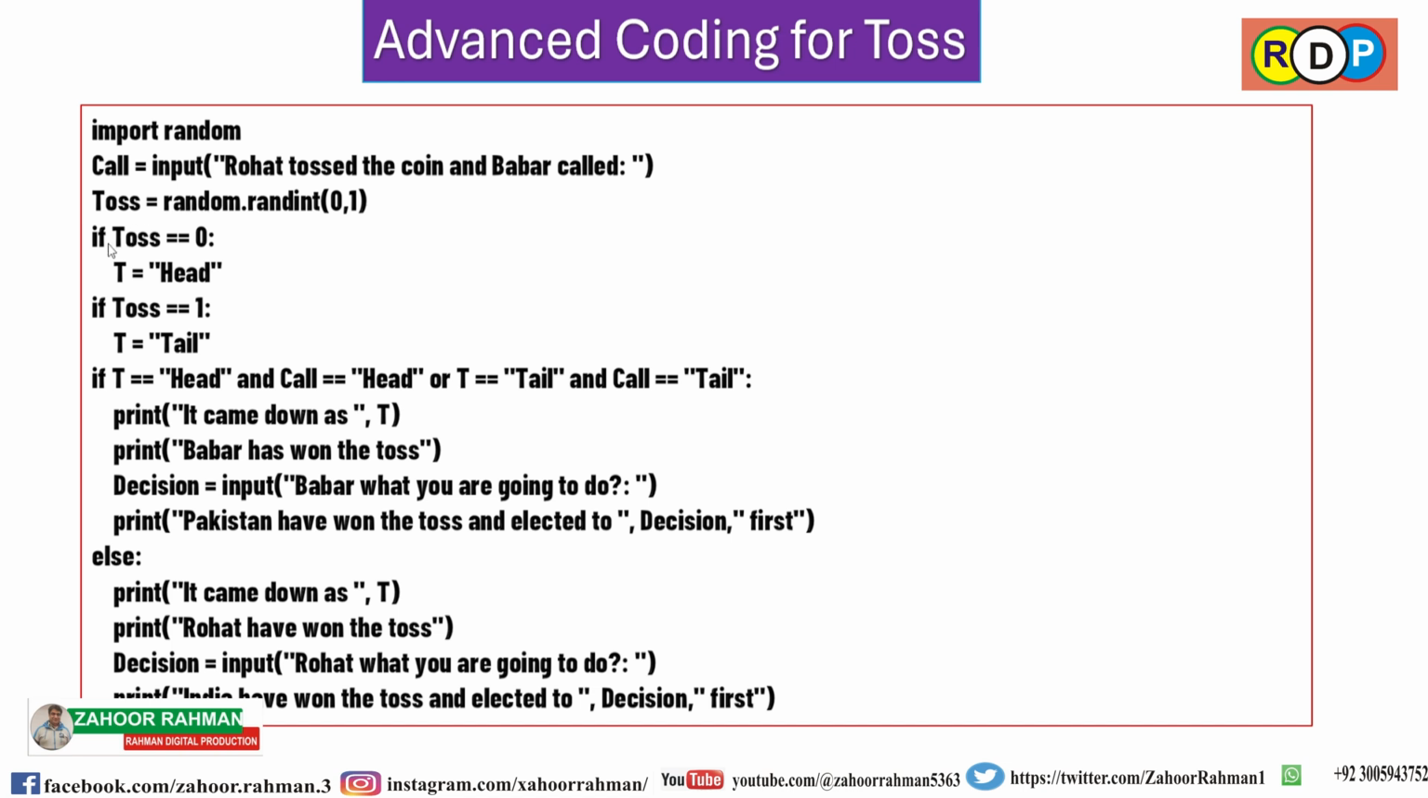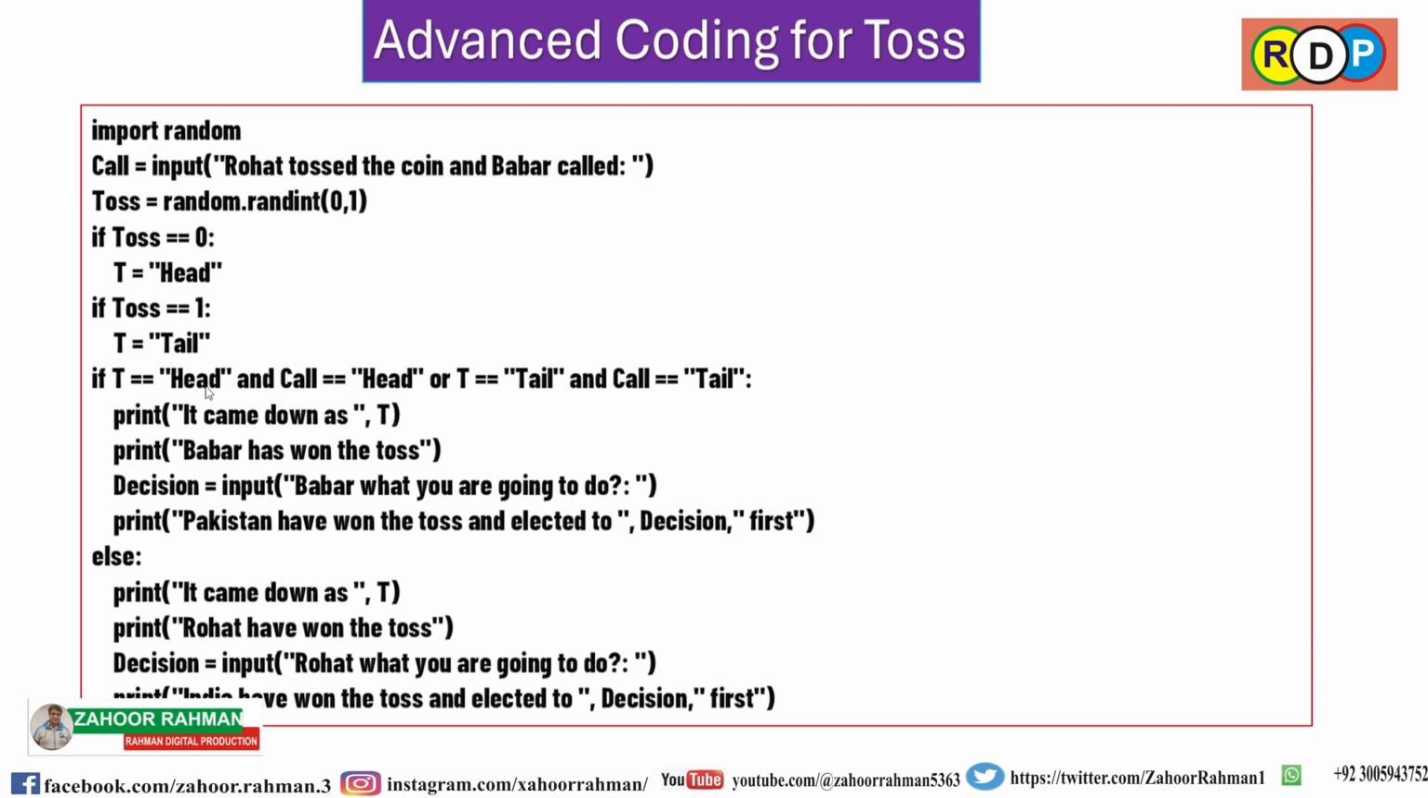So we are testing the condition. If this toss value is 0, then we are declaring another variable, that is t, equal to head. But if it is not, then we will check this condition. If toss is equal to 1, then we will store the tail string inside t. So instead of 0 and 1, we will use what? We will use head and tail. Now let us try the condition. We change the conditions as well.